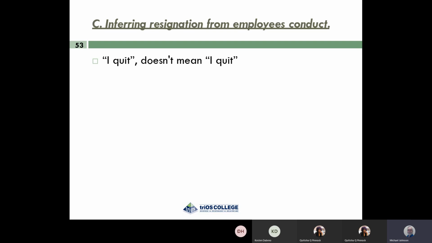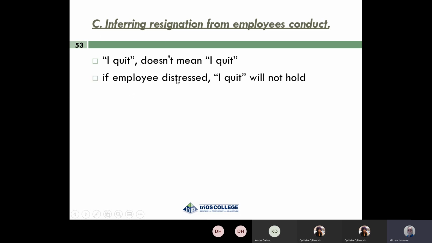Inferring resignation is another thing. People get hot-headed once in a while. They say things they shouldn't say. They sometimes say, I quit, or they may make other comments. It doesn't really mean that they quit. So inference is just not accepted.